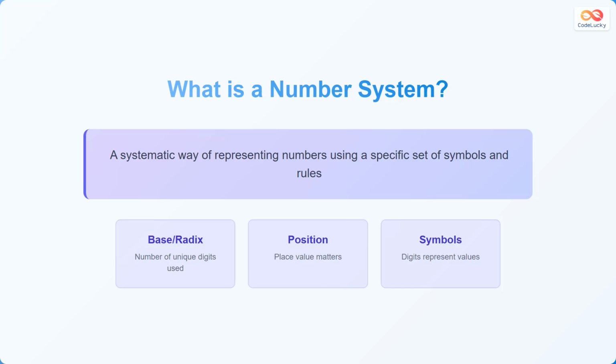So, what exactly is a number system? A number system is a systematic way of representing numbers using a specific set of symbols and rules. There are 3 key concepts here. The first concept is the base or radix, which is the number of unique digits used in the number system. The second concept is position, that is, the place value of the digits, which matters a lot. And the third concept is symbols, where digits represent values.